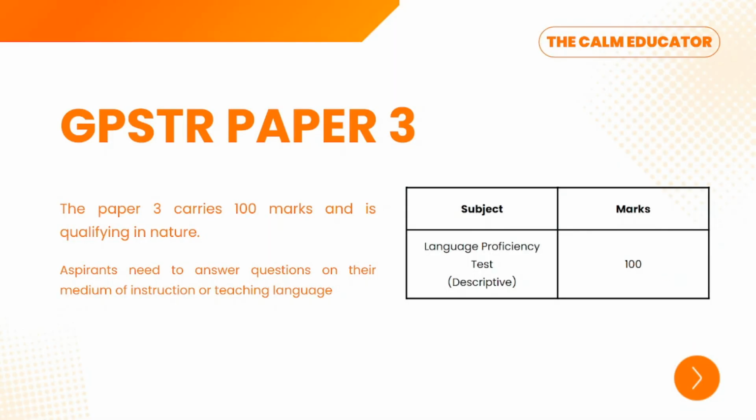GPSTR Paper 3 focuses on testing language proficiency of your teaching medium for 100 marks. This is descriptive in nature. You have to note here that this paper is qualifying in nature and you have to score at least 50%.